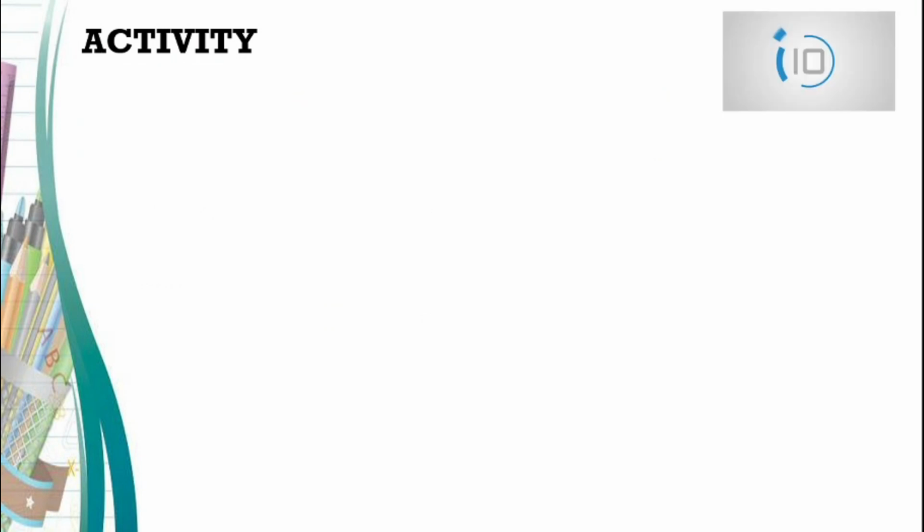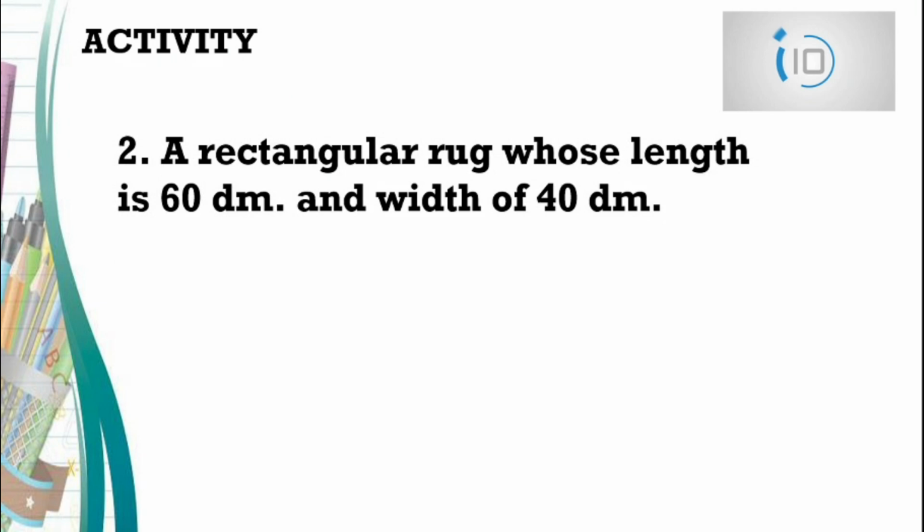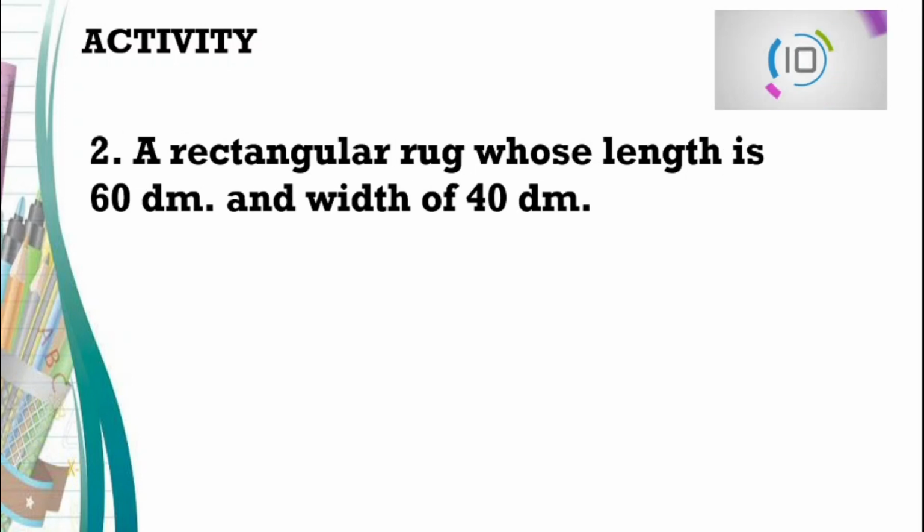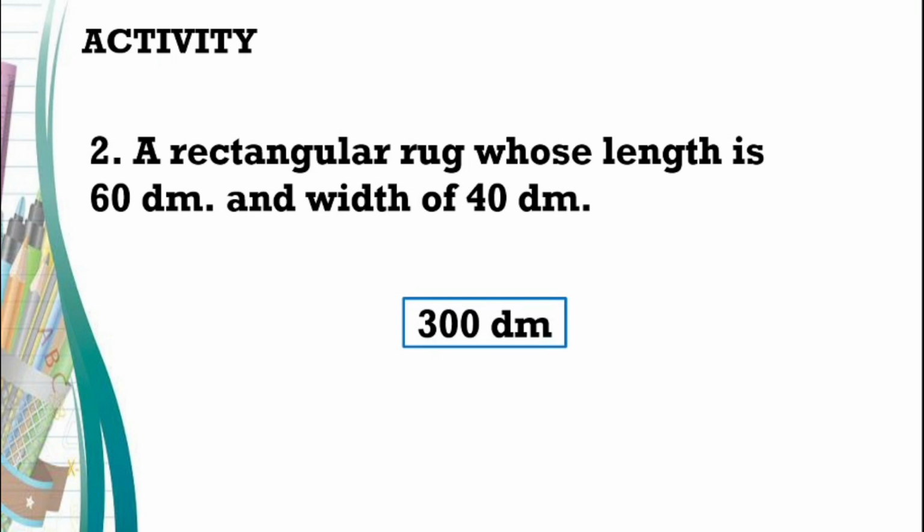Okay, next. For number 2, a rectangular rug whose length is 60 decimeter and width of 40 decimeter. You have 10 seconds to do this. Your timer starts now. Time's up. Now the correct answer for this one is 300 decimeter.